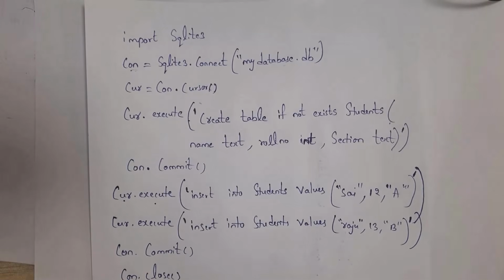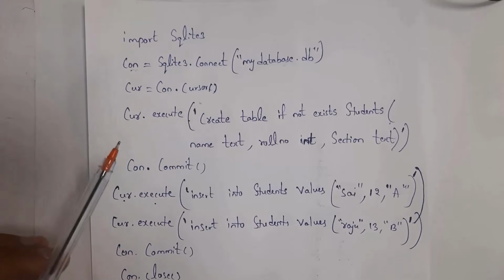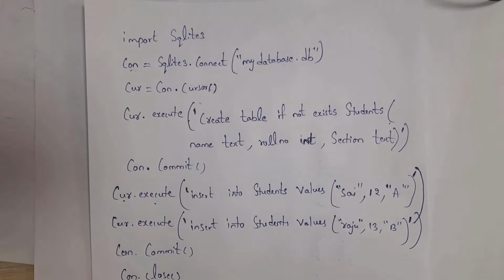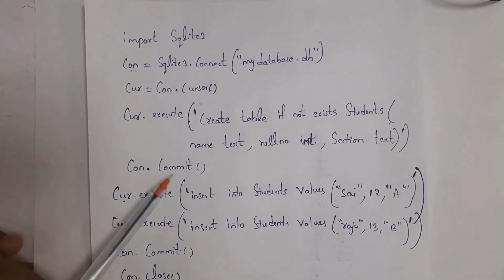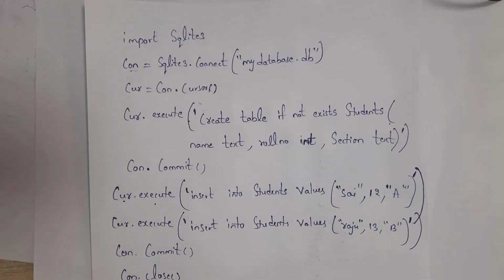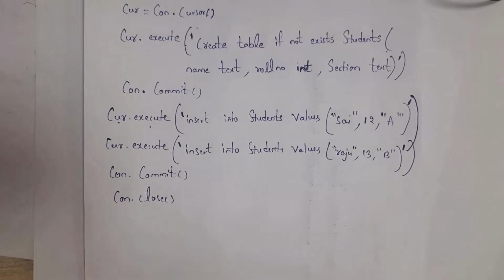By using the execute method, you can execute queries. Whereas the commit method is used to commit the current transaction. If we do not call this commit method, then once we close our program, all this data will be lost. For example, after writing this code, if I don't write the commit method here, then it will not create the students table and it will not insert any values. The commit method is used to commit the transaction and the close method is used to close the database.